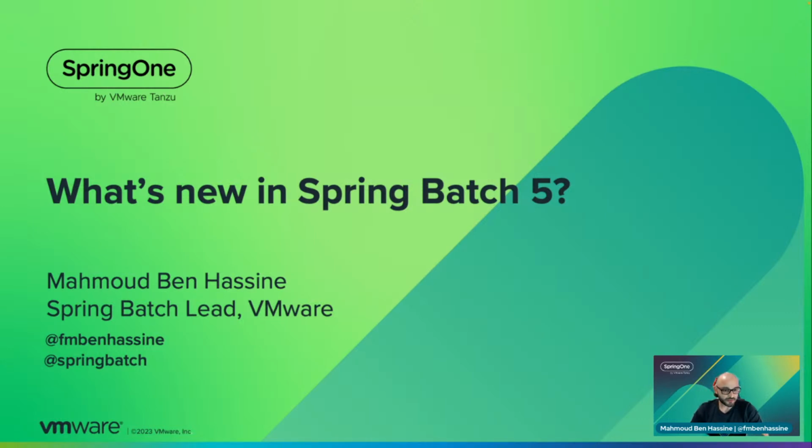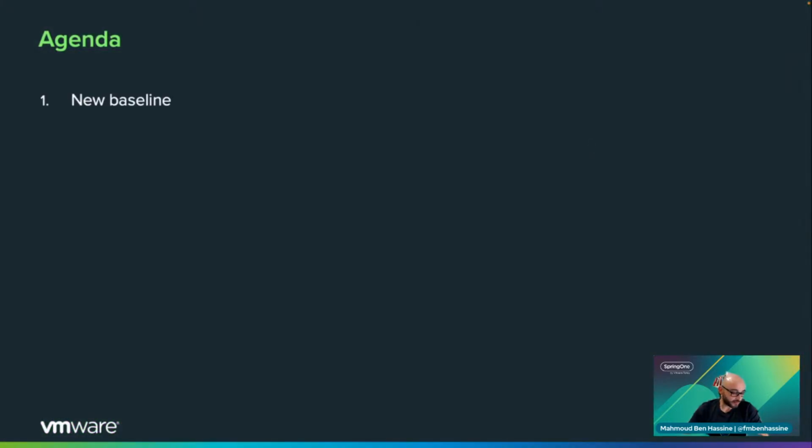So the presentation will go like this. I will start by presenting the new baseline. For every major release, we have a new baseline, both in terms of minimum Java version and Spring dependencies. After that, I will walk you through the major features in this release, and then I will show what we have removed from this release. And I will finish by giving some important details about the support policy for the current version and the previous version, and show you what's coming next after that.